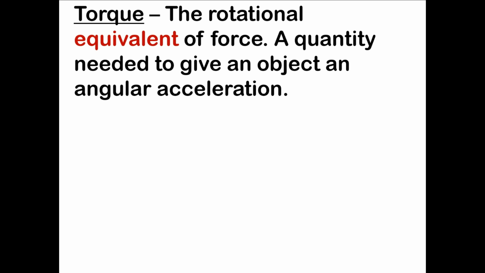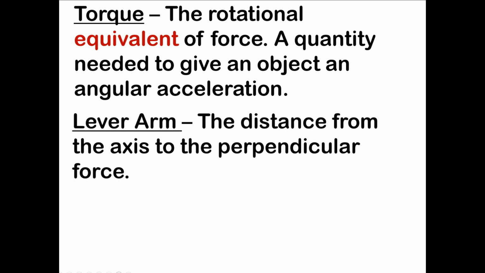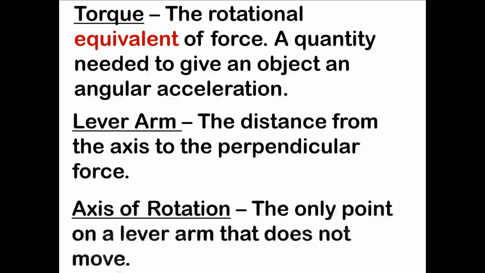While we're here, I'm going to give you a few more. Second definition I want to give you is lever arm, the distance from the axis to the perpendicular force. You're going to hear me using this word as I do a few examples. Now, the lever arm is sometimes referred to as a physical object, and sometimes it can be. So talking about the door, someone could say the door is the lever arm. However, the lever arm is just the distance you're using between the axis and the perpendicular force. Nothing actually has to be there, and I'm going to talk about that as well. The third one is axis of rotation, the only point on a lever arm that does not move.